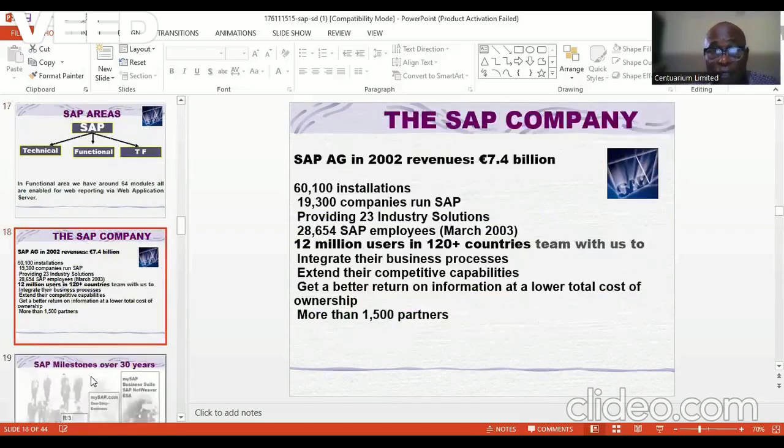Now, SAP AG in 2002 had revenues of 7.4 billion euros, 60,100 installations, 19,300 companies running SAP, providing 23 industry solutions, 28,654 SAP employees as of March 2003, and 12 million users in 120 countries.